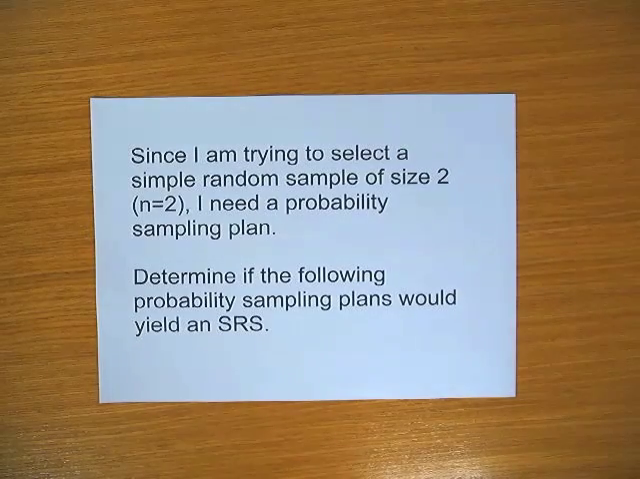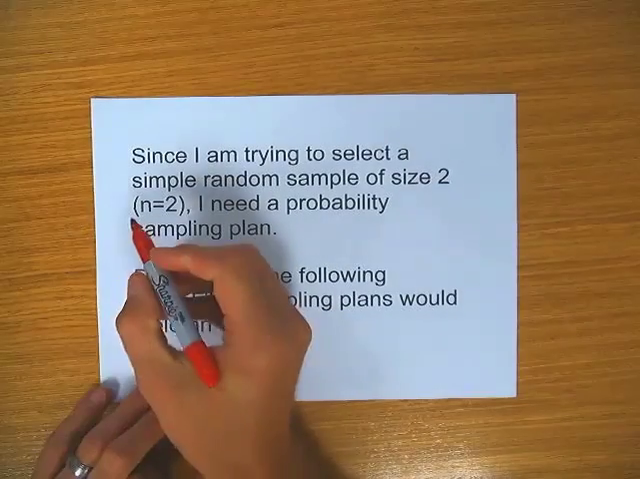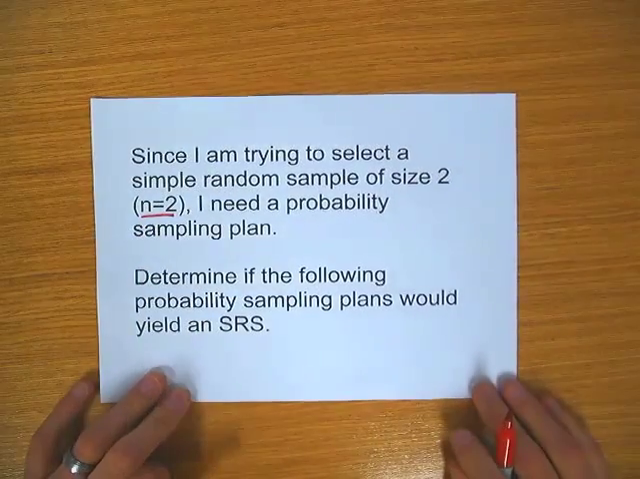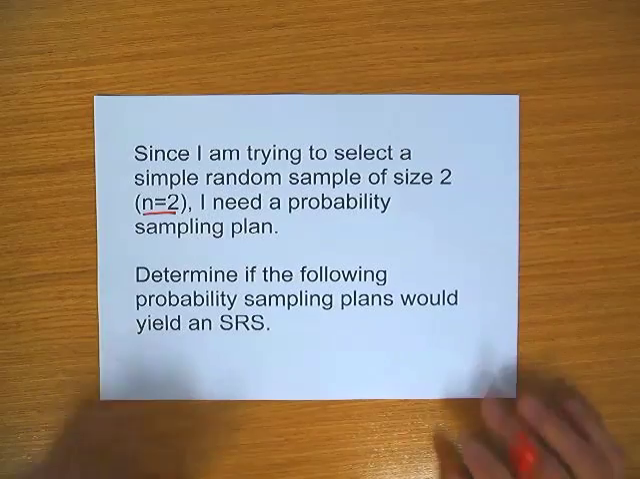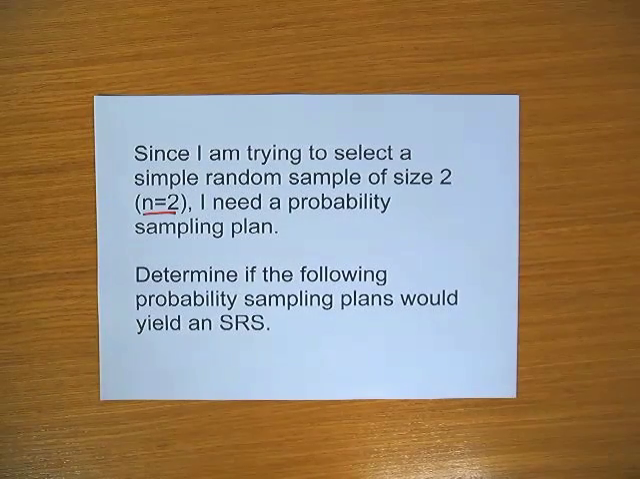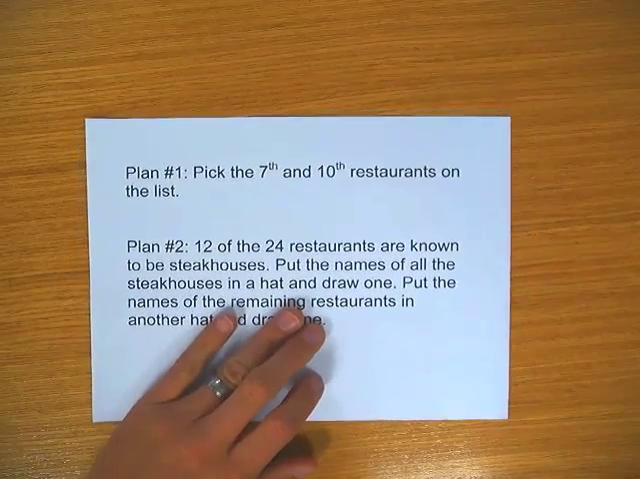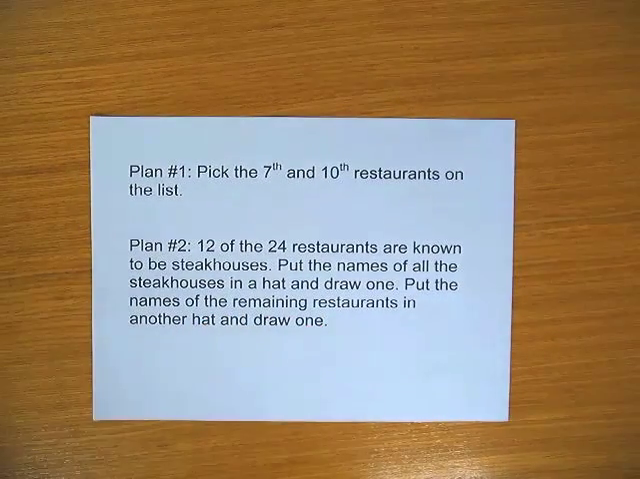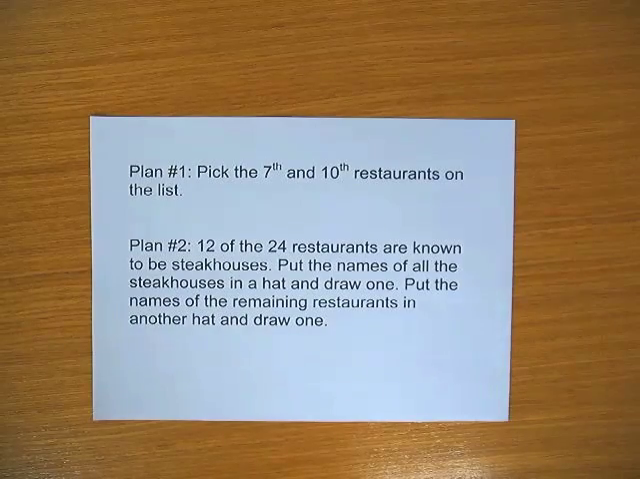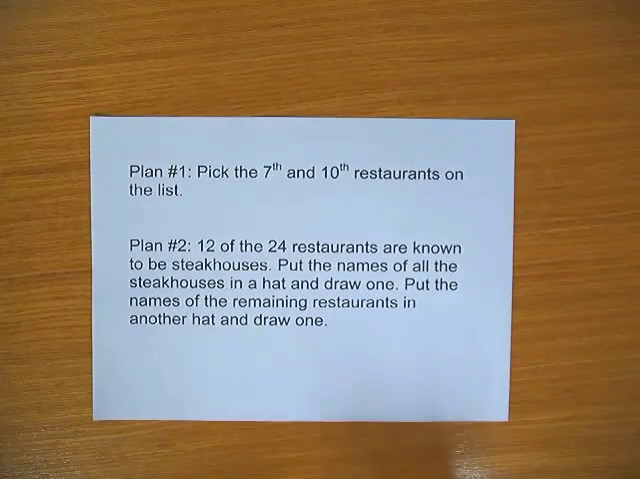Now I'm trying to select a simple random sample of size 2, n equals 2, where again n represents the sample size. Remember, to take a random sample, I need a probability sampling plan. Determine if the following probability sampling plans would yield a simple random sample. So here are two plans, and we're going to decide whether or not that will give me a simple random sample. Plan 1: pick the 7th and 10th restaurants on the list. So let's investigate that one first.